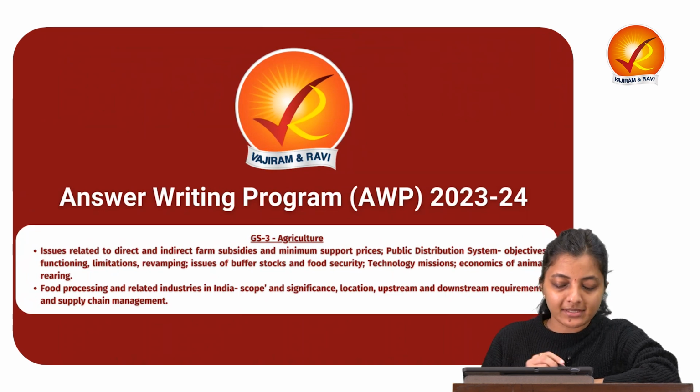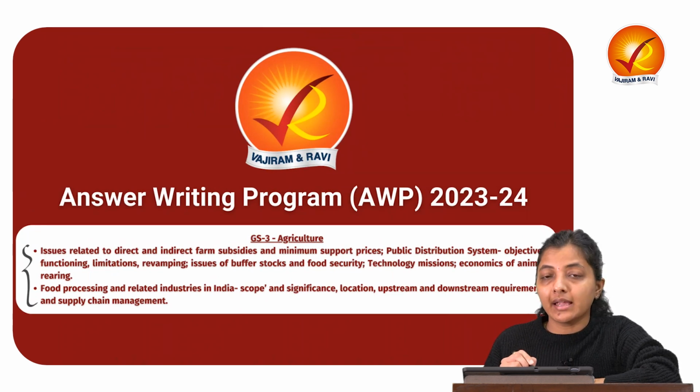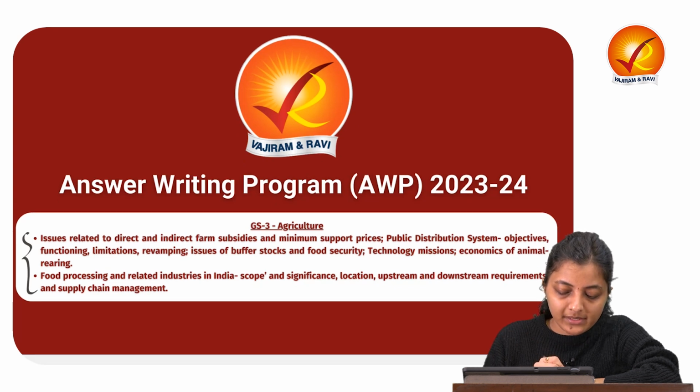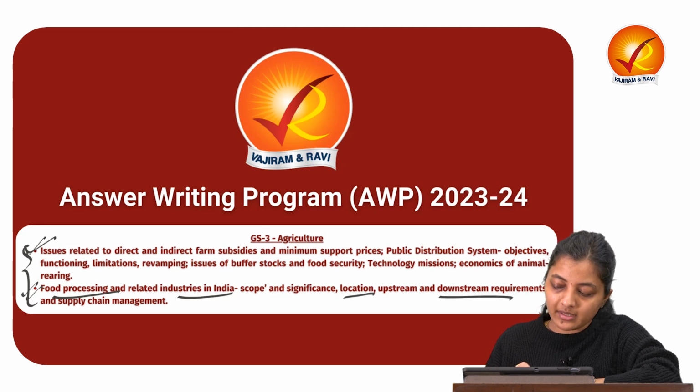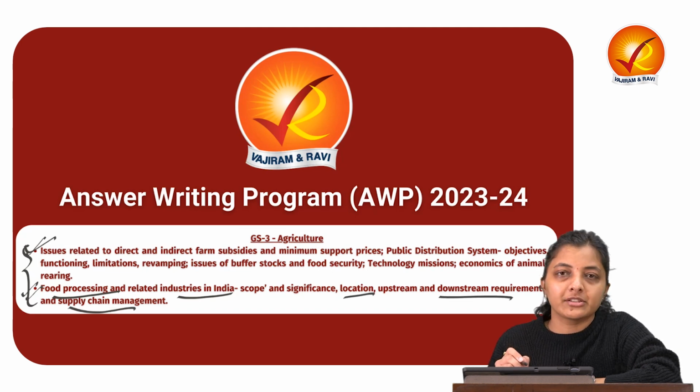So today we will be discussing 3 questions from GS3 agriculture portion, and the topics are issues related to direct and indirect farm subsidies, MSP, PDS, its objectives, functioning, limitations, etc. Second topic would be food processing and related industries in India, scope and its significance, location, upstream and the downstream, requirement and supply chain management.